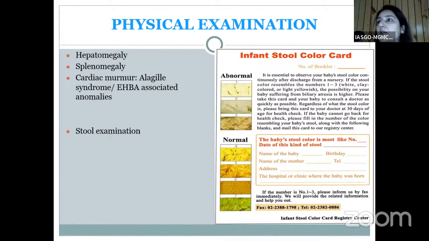And in certain countries like Taiwan, where the incidence of biliary atresia is really high, the mothers are always given an infant stool color card so that the mother can compare the color of the stools and then approach the doctor as early as possible.